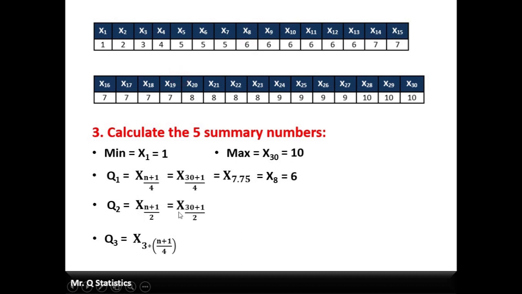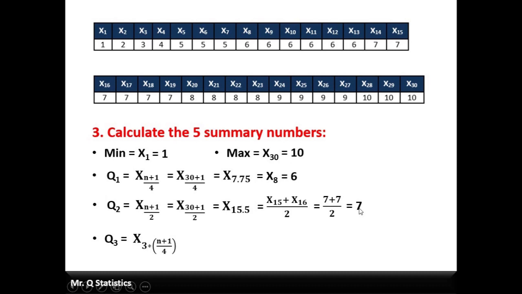Q2 is equal to x15.5. Here, you must be careful, as I see many students got the wrong answer in this case. You must not round it up to x16, but you would rather analyze it into the average of x15 and x16, because 15 plus 16 over 2 is exactly 15.5. Is it okay? Okay, so x15 is 7 and x16 is 7. So the average is 7.